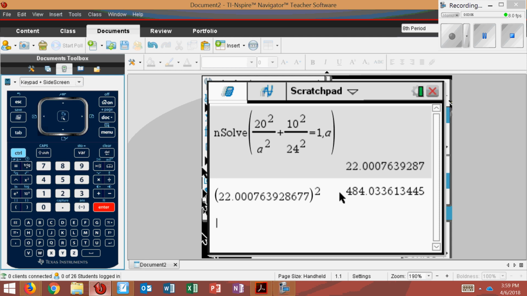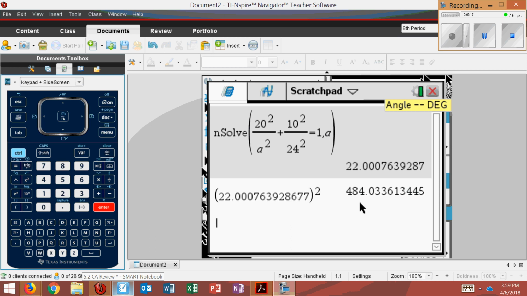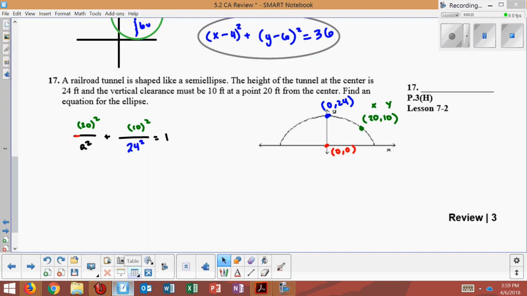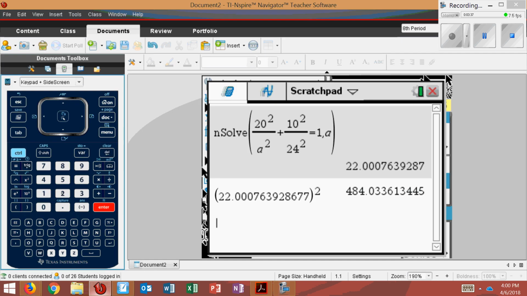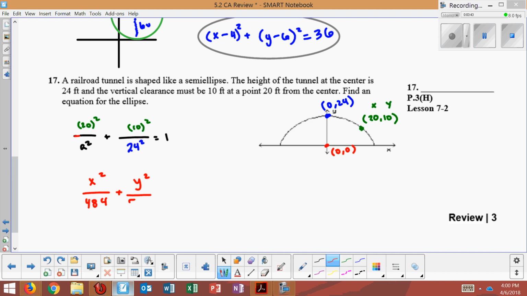We'll actually find out that this wasn't a horizontal ellipse. It's actually a vertical one, as it turns out with the numbers. So my a squared is 484. I'm going to round it to that. So my equation, when I actually rewrite this, I would have x squared over 484, plus y squared over, we need to find out what 24 squared is. 24 squared, which is 576, equals 1. That's my answer here.